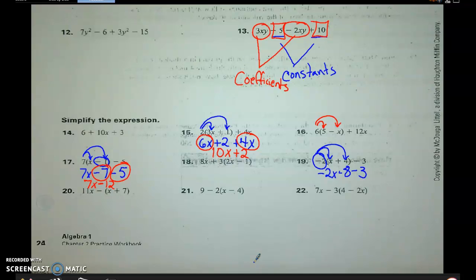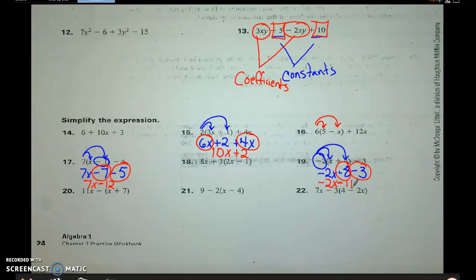Now I'm going to combine my like terms. So looking for things that are the same. I have this negative 8 and I also have this negative 3. So I'm going to have to combine those. I bring down my negative 2x. Negative 8 minus 3 gives me negative 11. And so that'll be my answer, negative 2x minus 11.